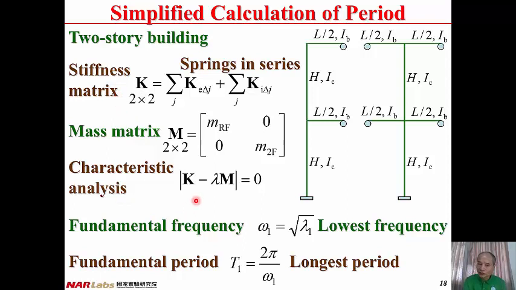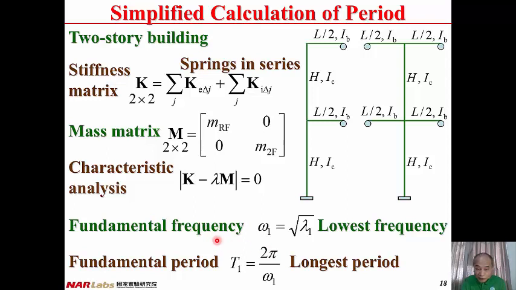That's the determinant of K minus lambda M equal to 0. From this equation, we have two roots, two eigenvalues. Then we pick the lowest one and take the square root, and we have omega 1. Omega 1 is the fundamental frequency. It's also the lowest frequency among the two frequencies.